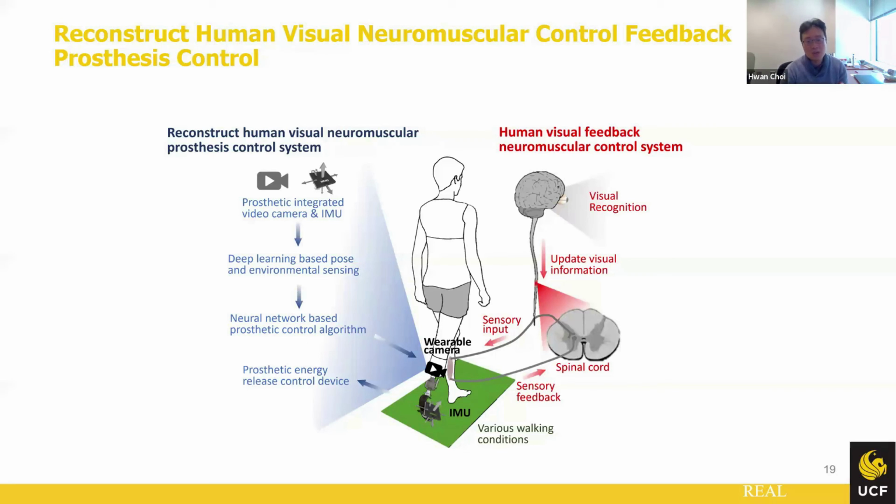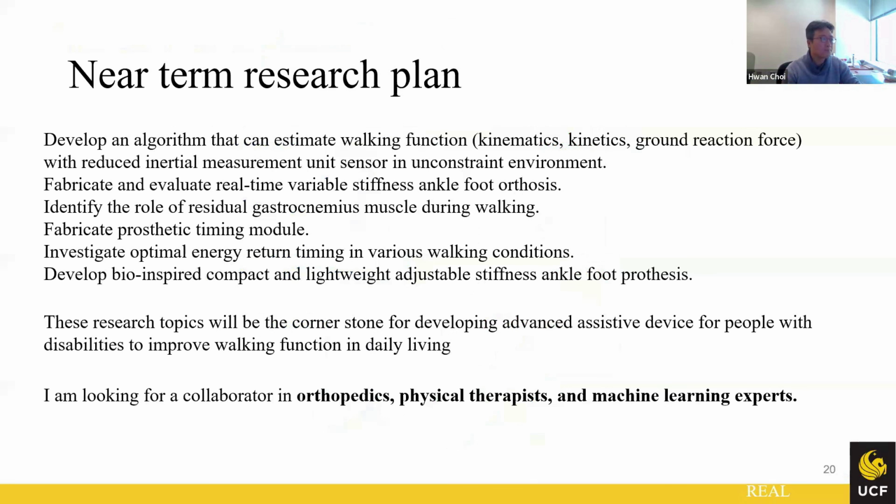So we're using IMU sensors, a machine learning algorithm, and wearable cameras to detect the upcoming walking condition. Then the IMU sensor is going to calculate how much force and how much energy should be returned to the prosthesis, so that people can walk very naturally in the future.